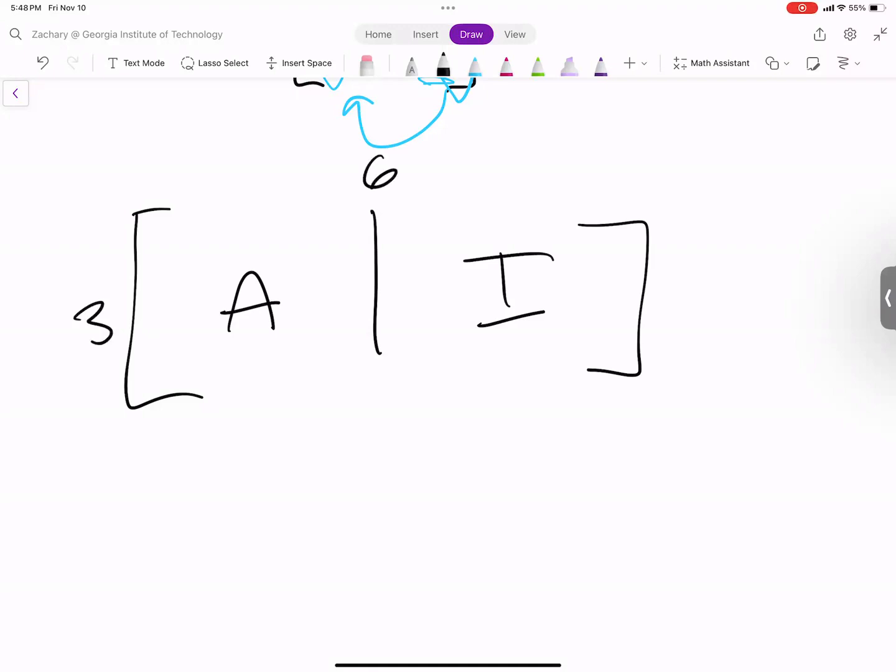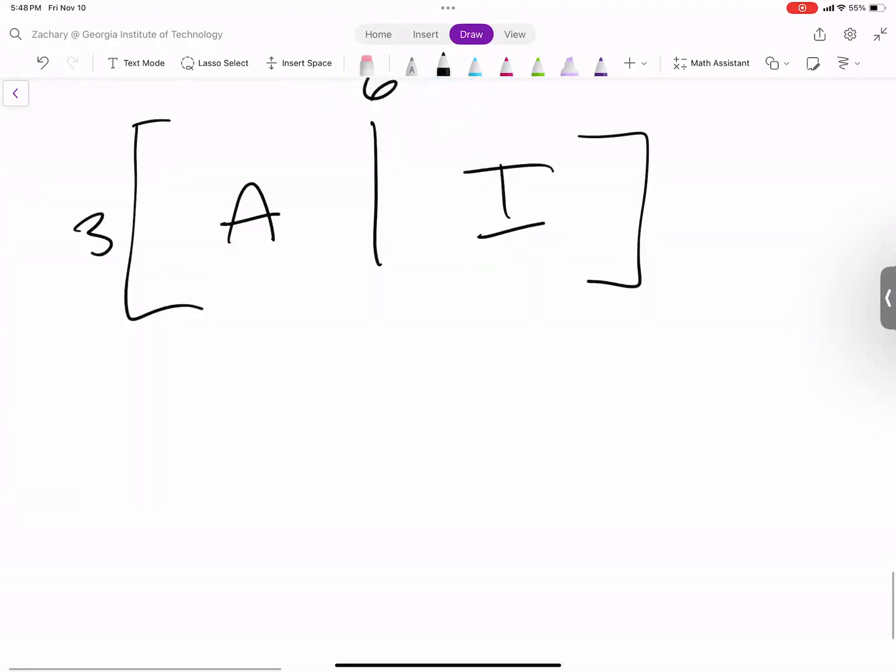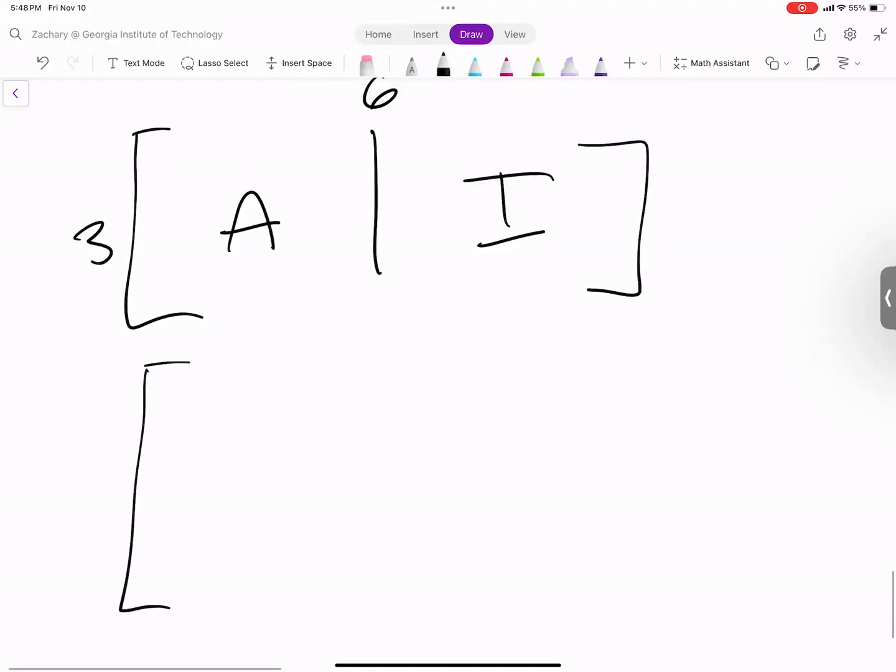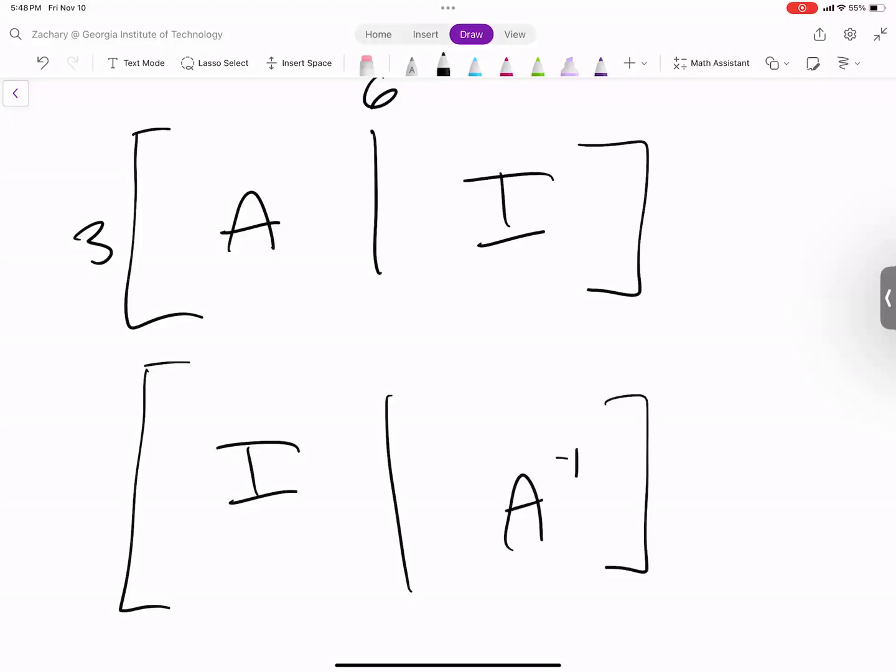If A is invertible, what does A in reduced row echelon form become? The identity matrix. As we do this, A inverse is going to pop out over here. That's how you do it. You have to do the row reduction of a 3 by 6 matrix, which isn't impossible. It's just a headache. So again, not impossible, just a headache.